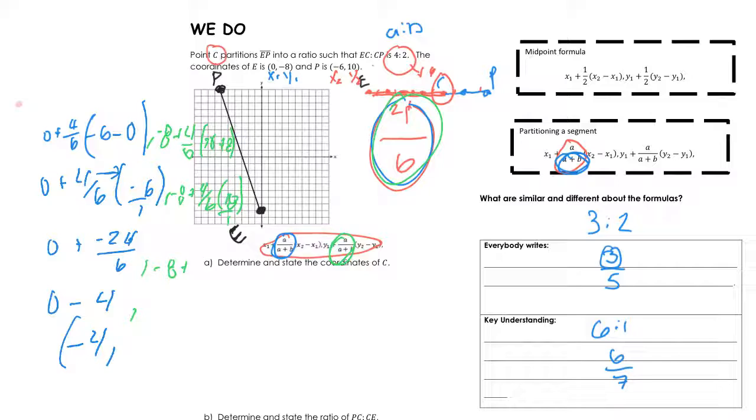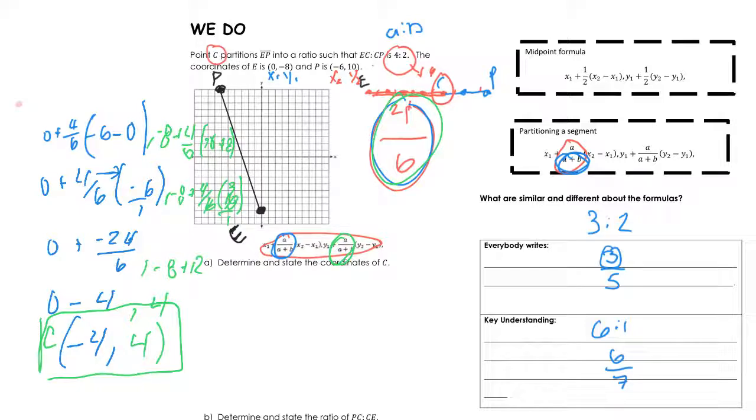Well, if I put the 18 over 1, I could simplify the 6 on the bottom and the 18 on top. That will simplify to 3. 4 times 3 is 12. So it's negative 8 plus 12, which is a positive 4. So my point C is at negative 4, comma 4.